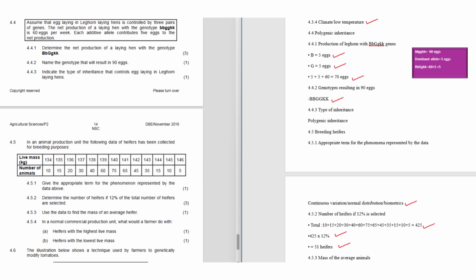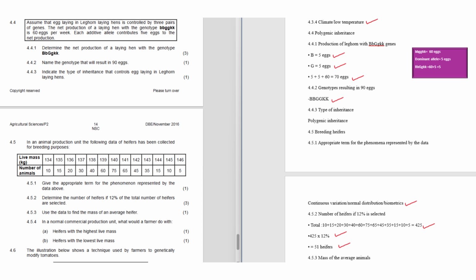And 4.5.2, determine the number of animals if 12% of the total number of animals is selected. Right. So they want only 12% of the animals that were selected. To get started, we need to get the total number of all animals by adding the number of animals from each column.